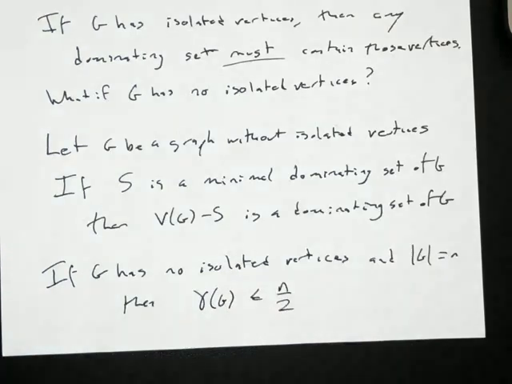Here's another upper bound. The last upper bound we had was n minus the maximum degree. But now I'm saying that the domination number is less than or equal to n over 2. Why is that true?